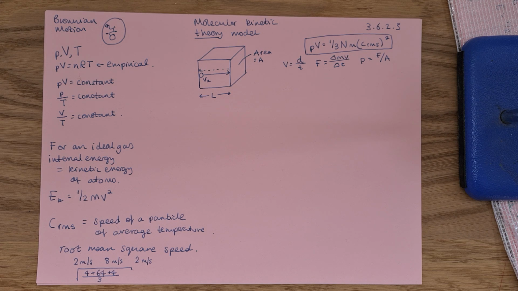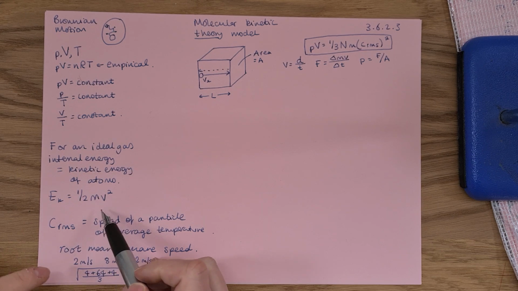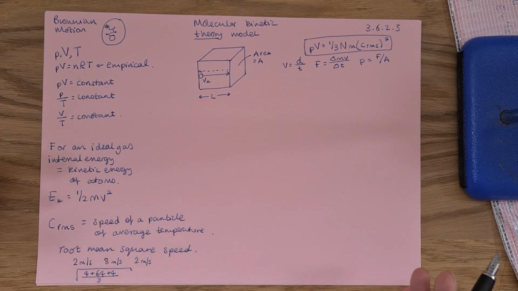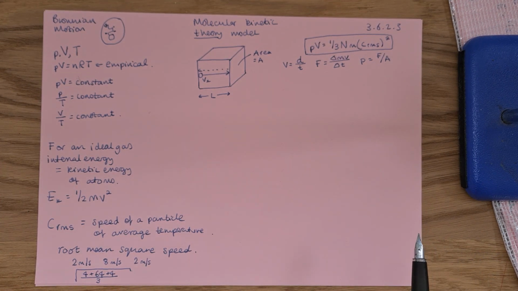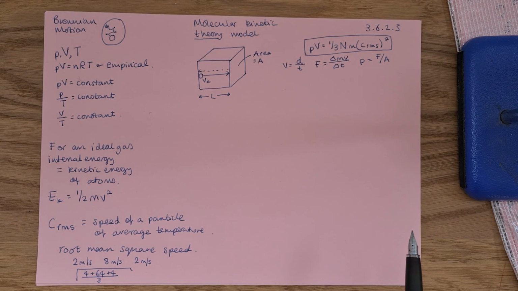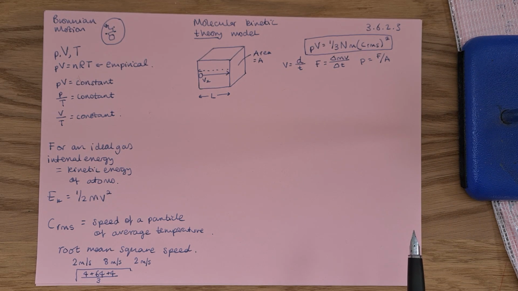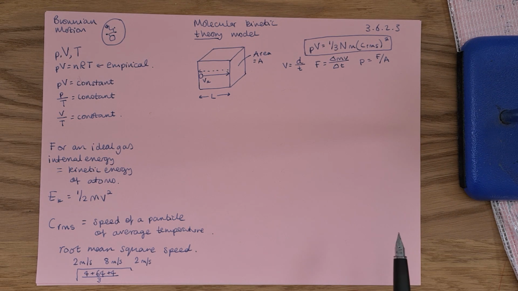Now, we're not really interested in the average speed for this. We're interested in the speed of a particle at average temperature, because it's the temperature of the particles that we're looking at. Because the temperature is proportional to the internal energy, which is proportional to the kinetic energy, which is proportional to v squared, we don't want the average speed of a particle, because that would give us the average speed, but not the speed of a particle of average temperature.